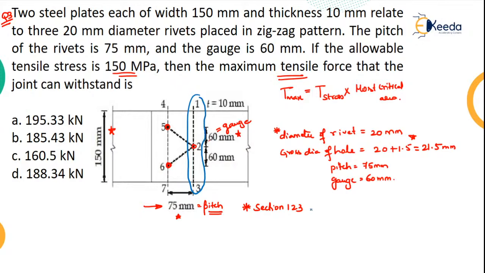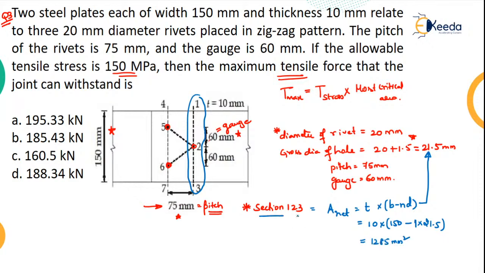So in section 1, 2, 3, what will be the net area? The net area will be the thickness into the breadth minus n times the diameter. The thickness of the plate is 10, the breadth is 150 minus n, where n is the number of rivets coming there, which is only 1, and the diameter is the hole diameter, which is 21.5. So your net area will be 1285 mm square for section 1, 2, 3. Right. Now moving on to the next section.